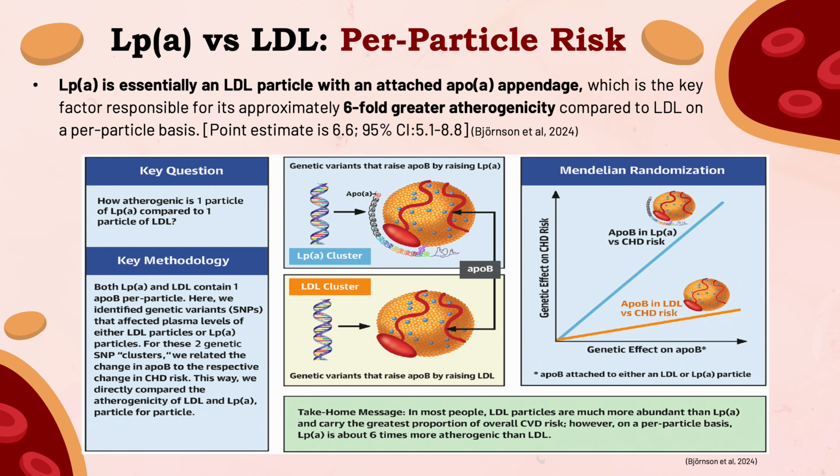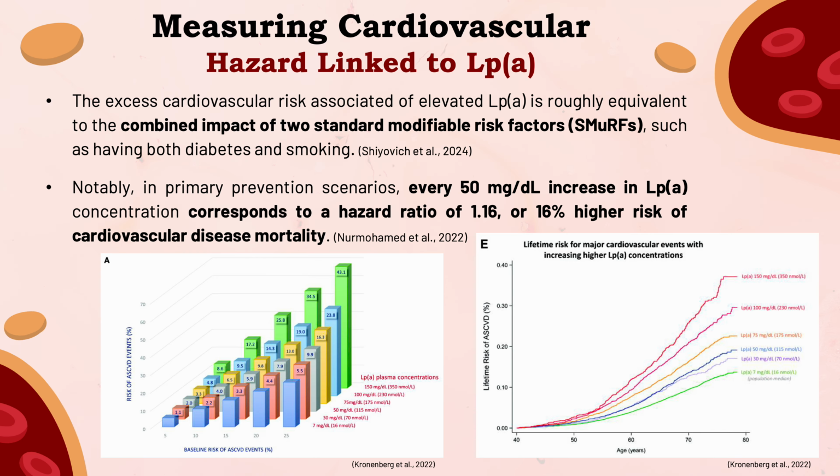They found lipoprotein(a) is 6 times more atherogenic per particle than LDL. The graph shows that as ApoB rises due to lipoprotein(a), coronary heart disease risk increases far more steeply than with LDL alone. Even if less abundant, lipoprotein(a) has disproportionately high atherogenic impact. Elevated lipoprotein(a) carries similar ASCVD risk as being diabetic and a smoker combined.